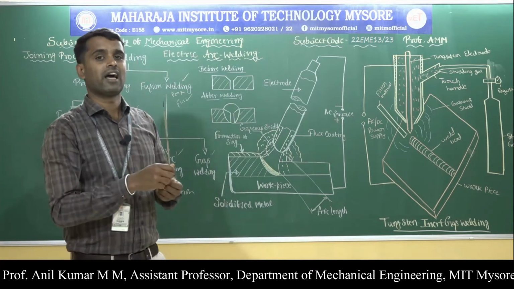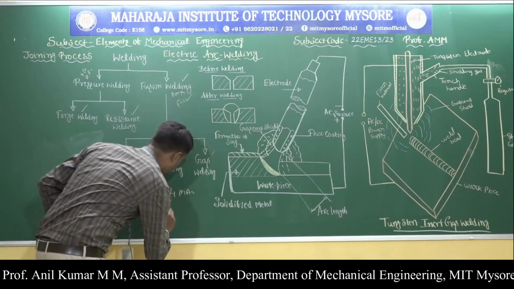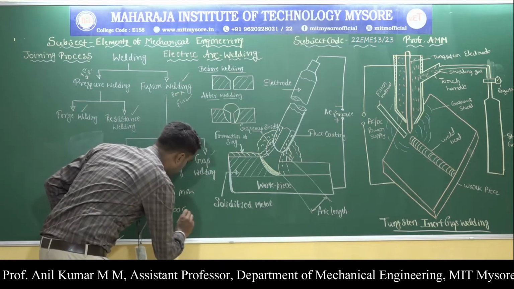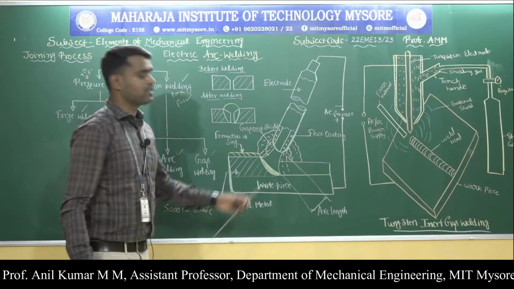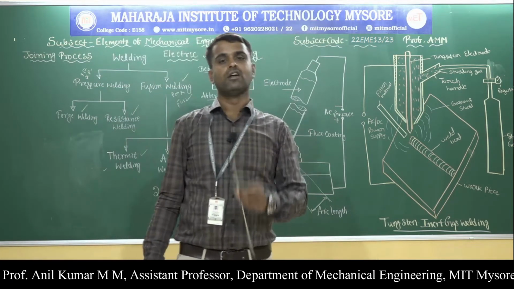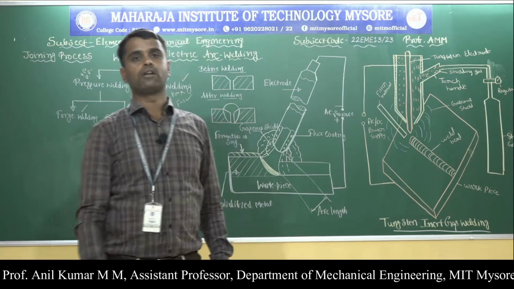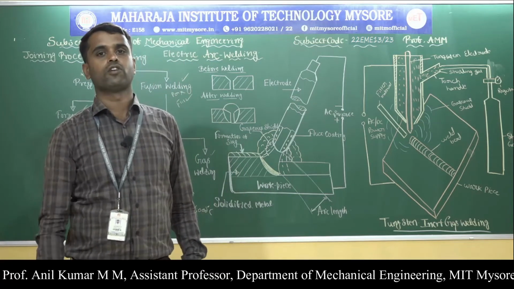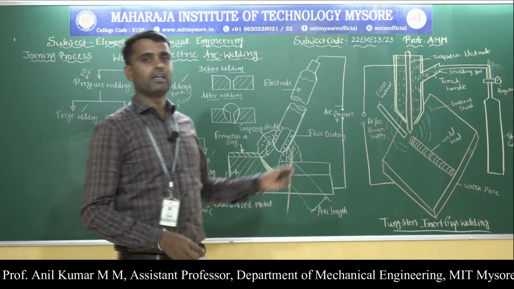The electric arc temperature is very high, around 5,000 to 6,000 degrees centigrade. Due to the high temperature, it melts the edges of the two metal pieces as well as the electrode, and this molten electrode combines with the molten workpiece material and is allowed to solidify. We will get a strong solid joint. That is the principle of electric arc welding.